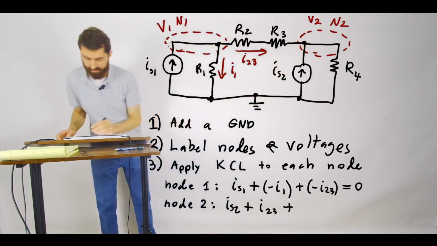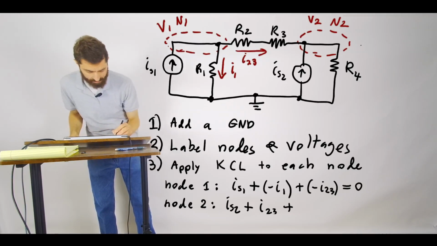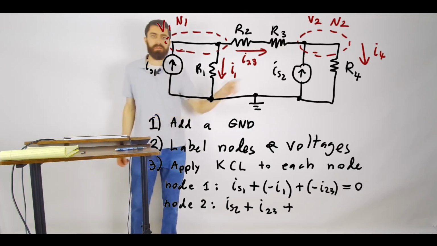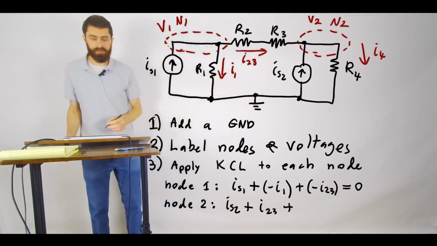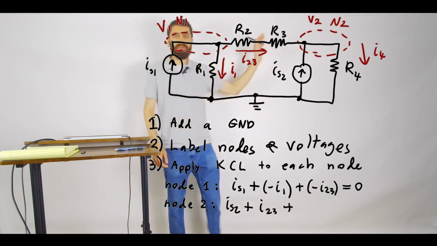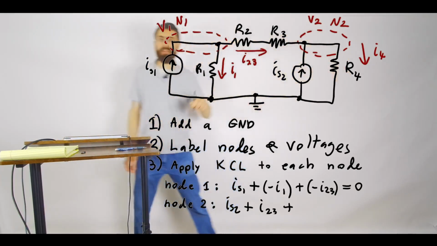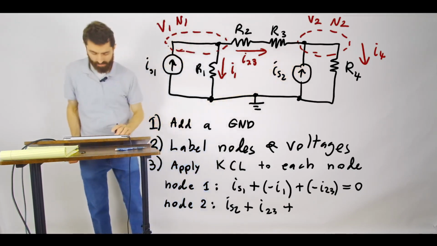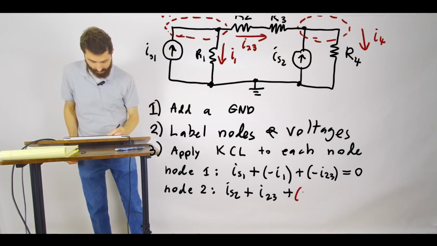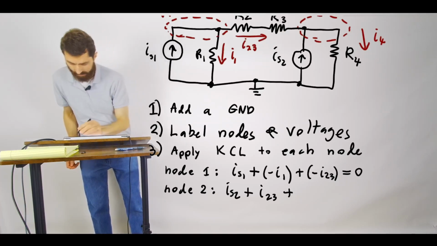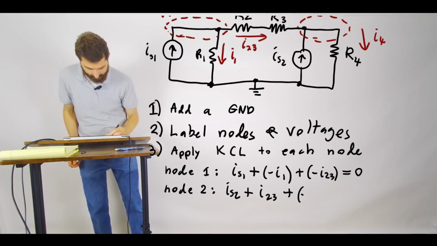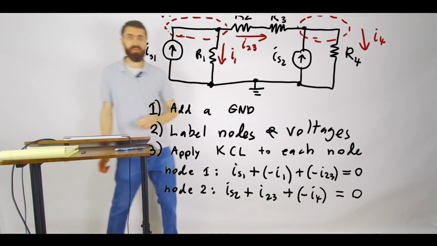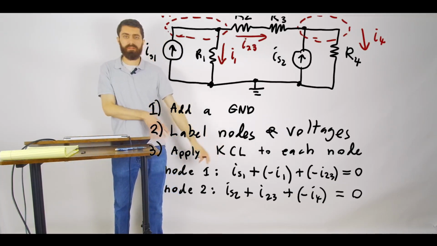Then plus the current going in here. Oh, I forgot to define the direction here. Again, it can be whatever direction we want. I'll just call it I4. So the current going through R4. I happen to draw it as going out, so that means we want the current going in, right? We're summing currents going in, so minus I4 is going to be the term here. Minus I4 is equal to 0. So there are the equations.